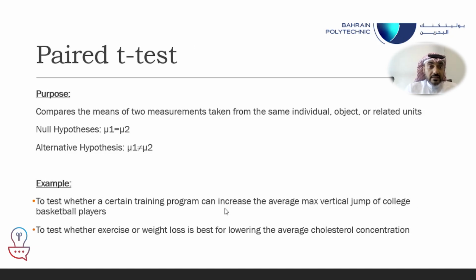The second t-test is the paired t-test. This test is used to compare the means of two measurements taken for the same individual, object or related units. So for example, let's say that you have a group of students, and before you teach them a specific lesson, you give them a test. Then after you give them that lesson, you give them the same test.